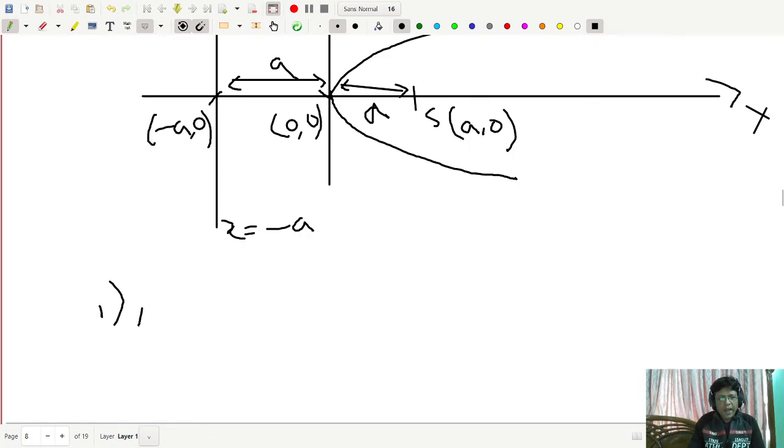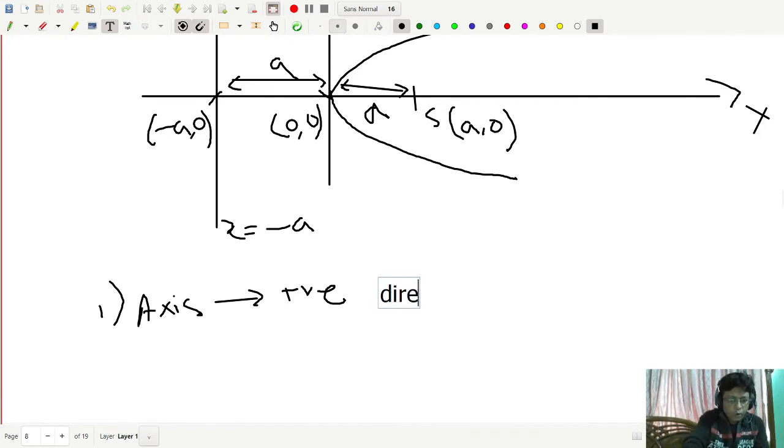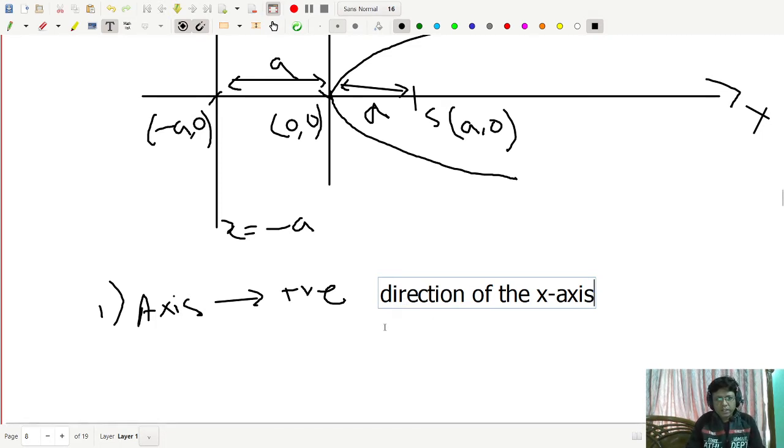Number one, axis. What is the axis of the parabola? The axis is the positive direction of the x-axis. Look at that. This is called the axis of the parabola. So the axis is the positive direction of the x-axis.